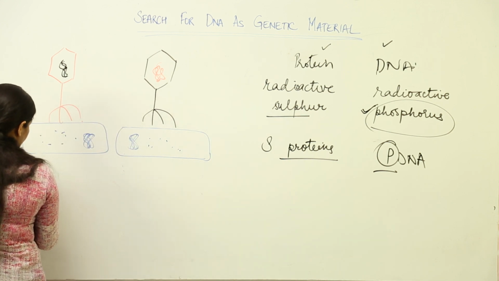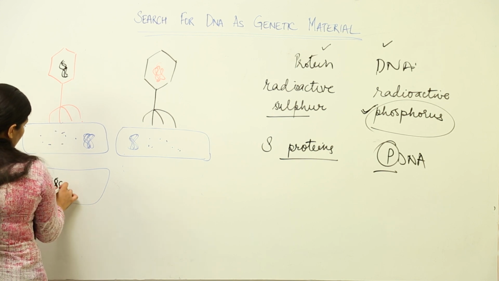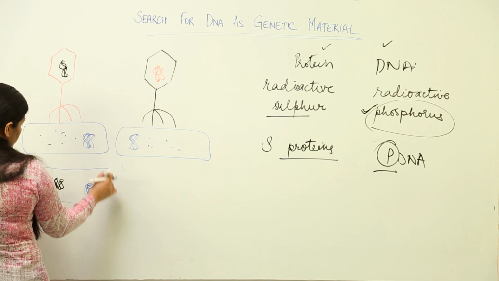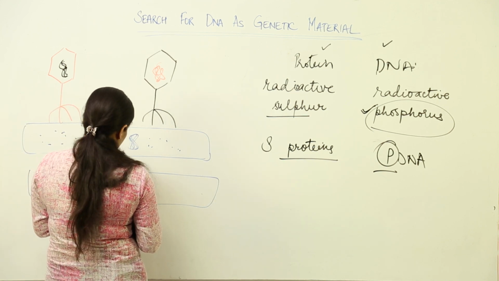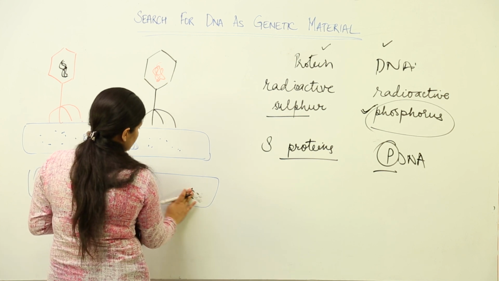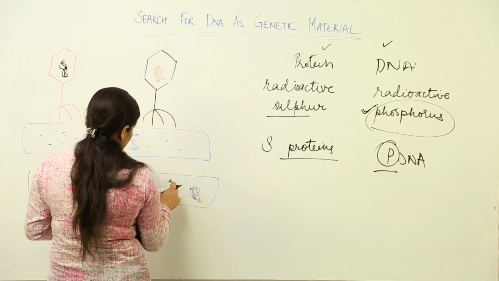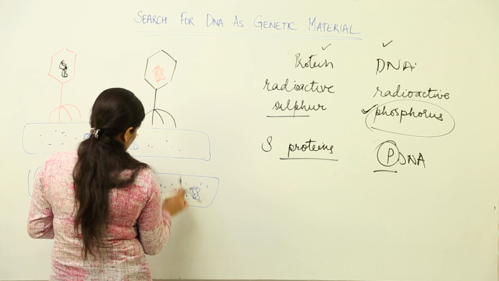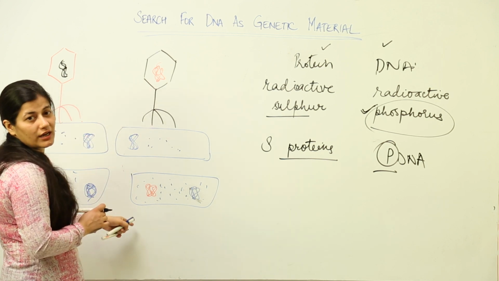Now over here what happens in the next stage is that the DNA comes inside. It is not radioactive. This is E. coli's own DNA. Over here radioactive content gets inside the E. coli cell. That means when you find radioactivity inside the cell, that means the genetic material has gone inside.